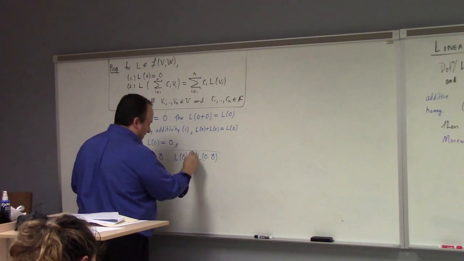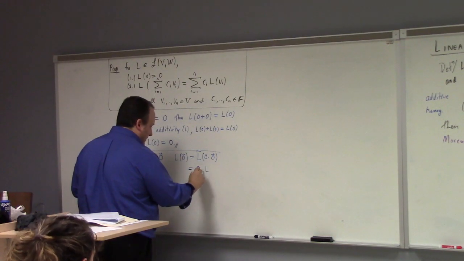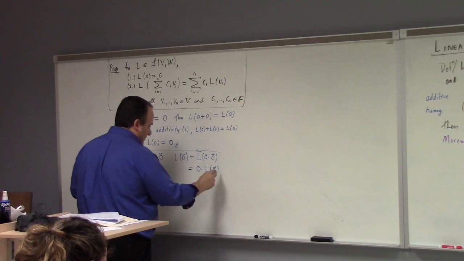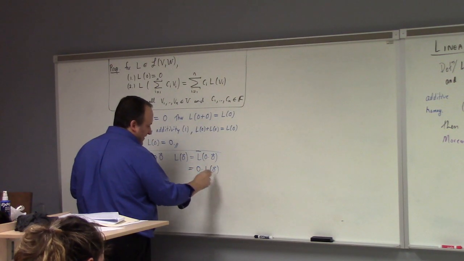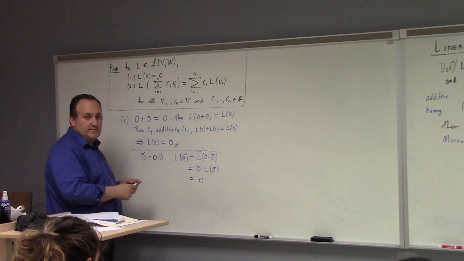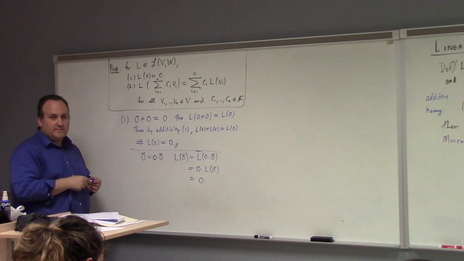And then by property 2, we have, and this is just scalar multiplication, right, which I sometimes don't write in here. But 0 times any vector is 0. So yeah, very good. There's an alternative proof. So we can either prove it by 1 or 2.